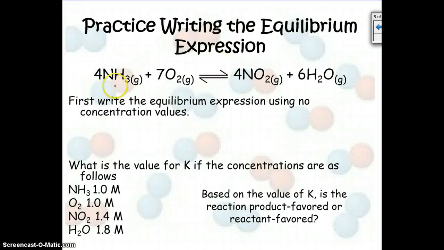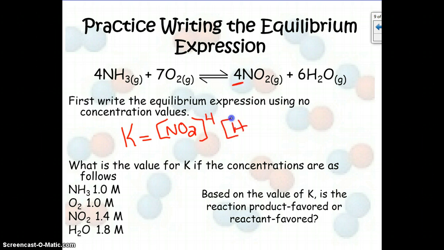All right, so here's a little practice. The first thing it wants us to do is write the equilibrium expression, with no concentration values. It just wants us to write the actual expression. So products over reactants. Our products are NO2, and there's a 4 in front, so we're going to raise it to the 4, and H2O, and that's raised to the 6th. That's all of our products.